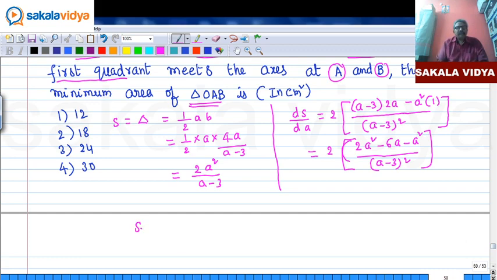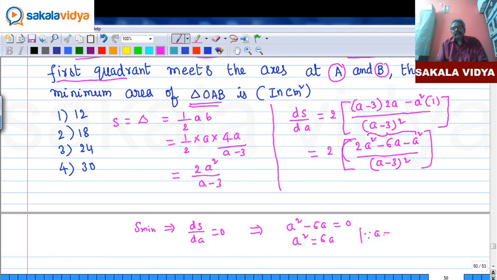For S minimum, dS by dA equals 0. So this numerator will be equated to 0, because 2 by A minus 3 whole square goes to that side and becomes 0 itself. 2A square minus A square minus 6A, you get A square minus 6A equals 0. So A square equals 6A because A does not equal 0. So that's why you get A is equal to 6.